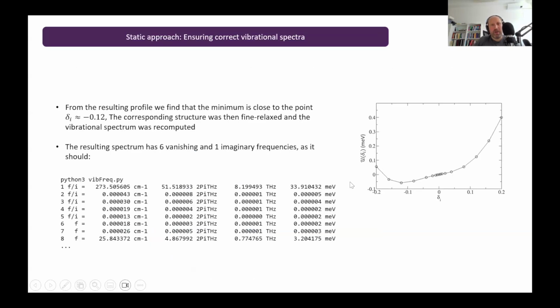When I visualize that file for my particular case, I see a profile like that. And now we see that indeed for the unperturbed structure, so delta 0, this is not a minimum along the search line as it should be. And indeed, we can stabilize the system by performing a displacement in the negative direction. So what I did next was I just took the structure that was closest to the minimum, fine relaxed it, performed vibrational analysis, and post-processed it, and I saw that my spectrum cleaned up. I had only one imaginary frequency and 6 non-vanishing frequencies. This is exactly how the spectrum for a well-relaxed molecular transition state should look.